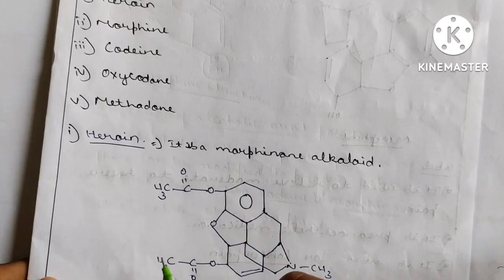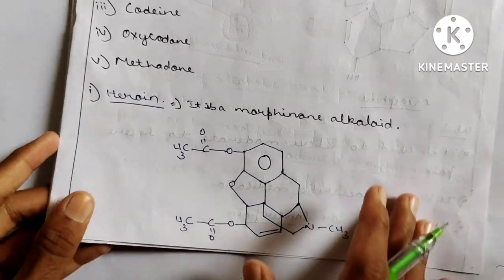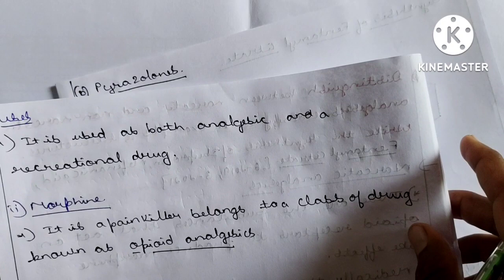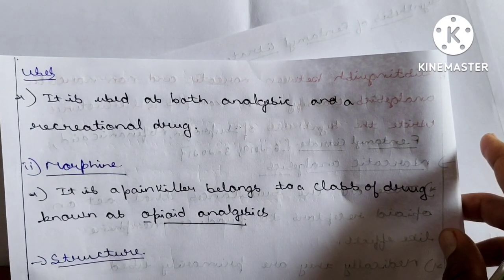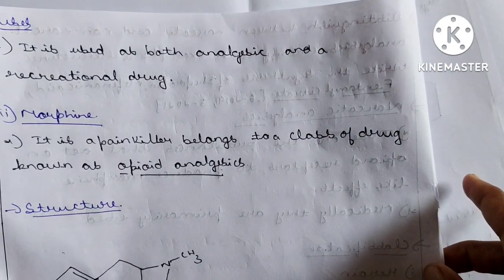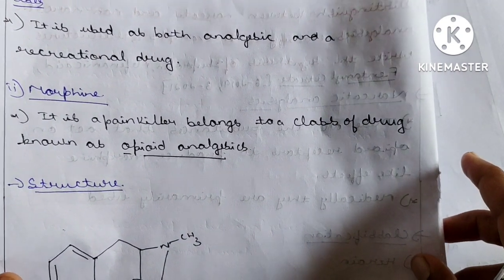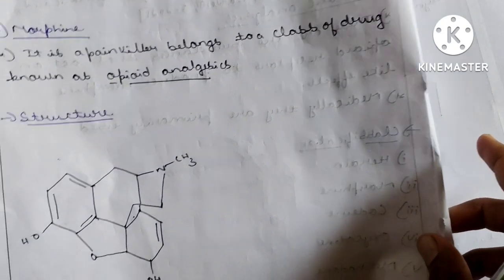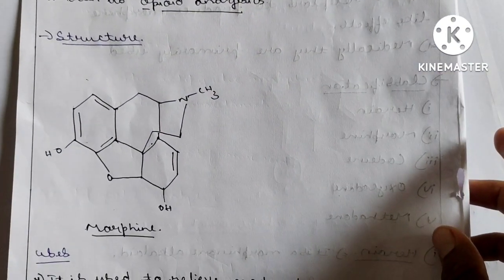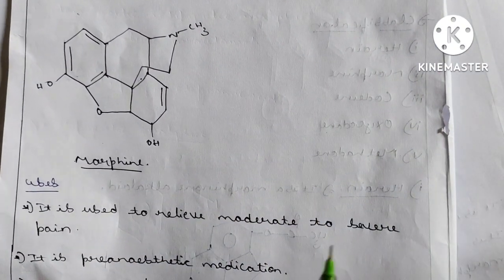Heroin, a morphine alkaloid, the structure of heroin. Very important is the SAR here, structure activity relationship. It is used as both an analgesic and a recreational drug. Next one, morphine. It is a painkiller, belonging to a class of drugs known as opioid analgesics. See, morphine structure. You have to practice this structure. It is used to relieve moderate to severe pain.